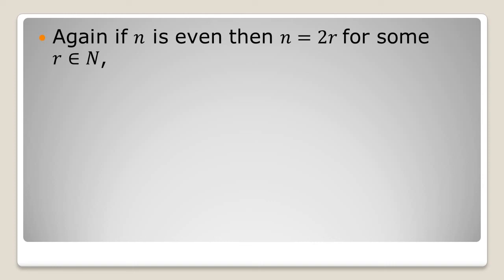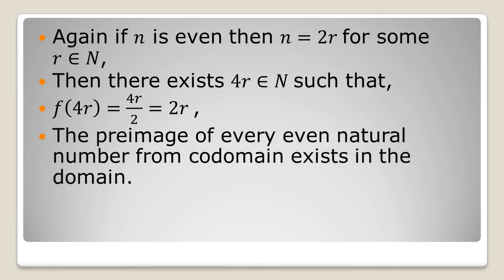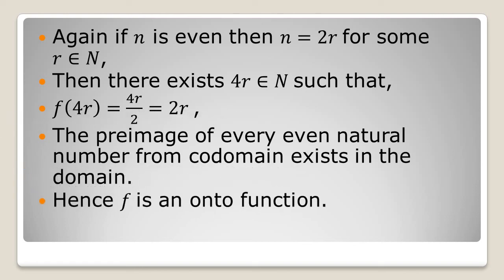Again, consider that n is an even natural number, just like n equals twice r for r belongs to n. Now we can see that for every twice r there exists a 4r in n such that the image of 4r is equal to twice r. The pre-image of every even natural number exists in the domain, hence it is an onto function.